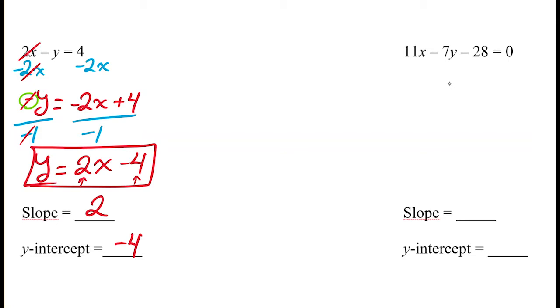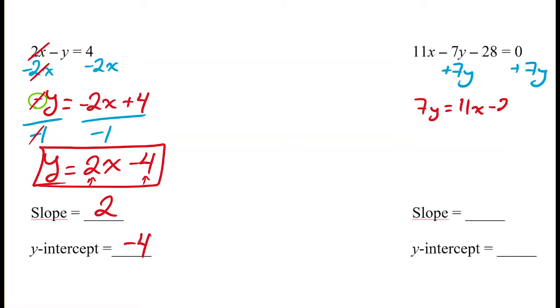Let's try the next one. Hopefully you can recognize that there's nothing on the other side of this equation. So instead of moving the 11x over and moving the 28 over, we could just move the 7y over if we wanted to. So what we're going to do is add 7y. So that means 7y equals 11x minus 28.